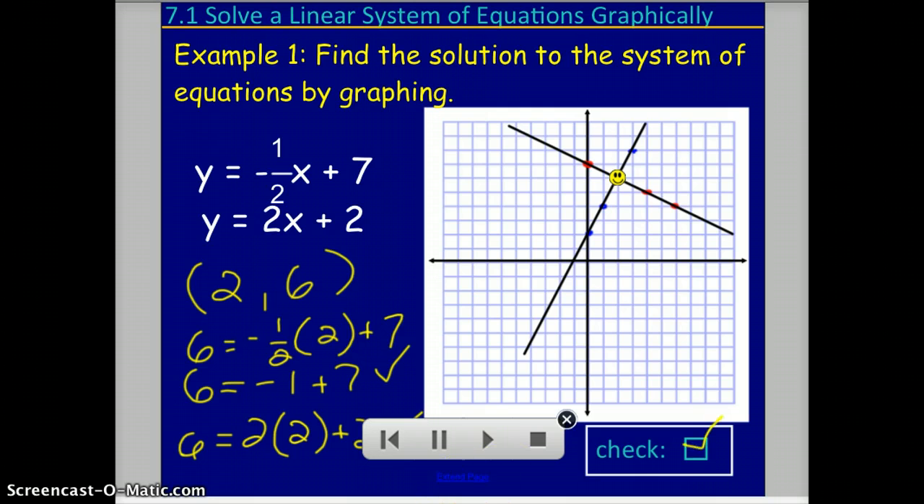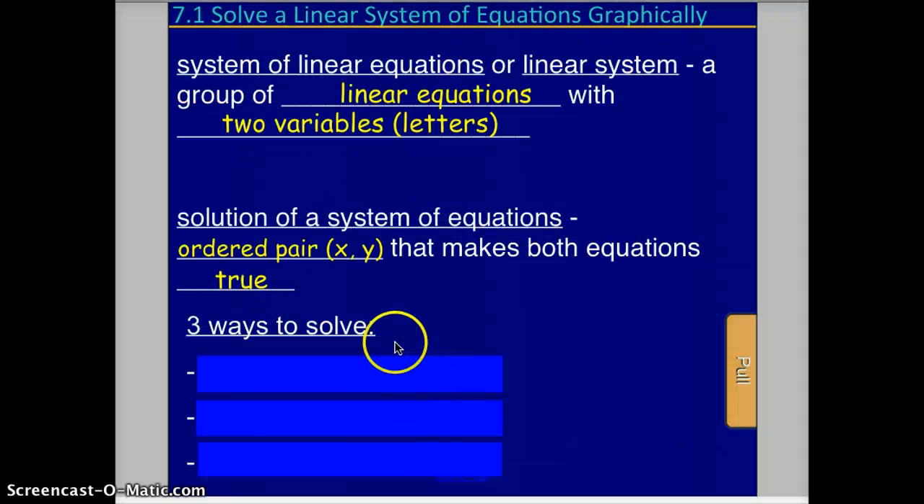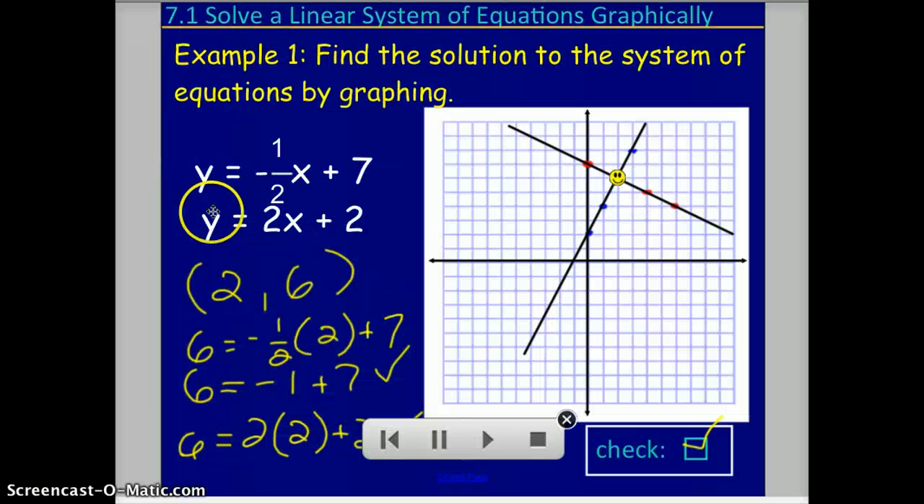so our answer has been checked. Remember, as we talked about the definition of a linear system and the solution, it's the ordered pair that makes both equations true. In this case, if we go back, the point 2, 6, which is where the lines intersect, makes a true statement for both the first equation and the second equation, even though you can't see the check mark behind. So because we checked it, we know that 2, 6 is the proper solution.